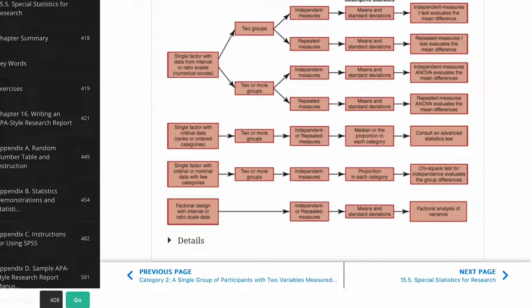I already talked about this a little bit, but you can see mostly you would use the mean or standard deviation for all the numerical ones, and then for the ordinal data, regardless of any other thing, you would use the median or the proportion. And for purely nominal data, you would use the proportion in each category for the descriptives. Inferential is where it changes. The inferential statistics are going to be different for each of these scenarios.